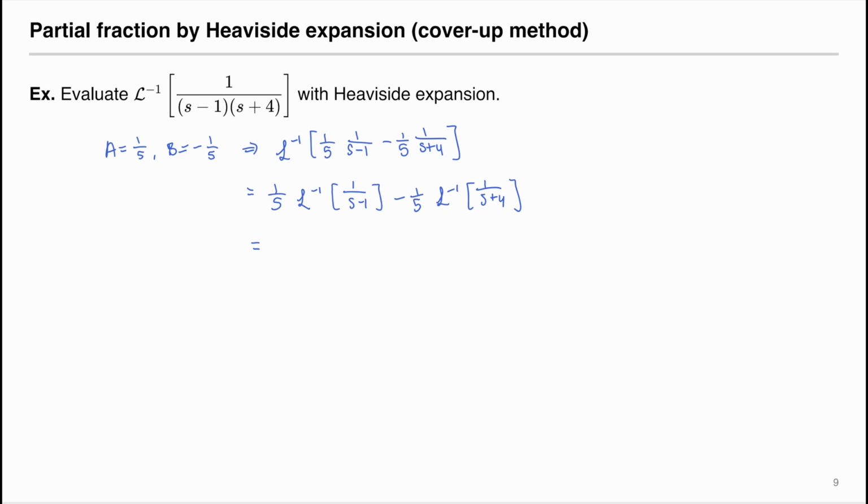And again, we look at the table. The table gave us that the inverse Laplace transform of 1 over s plus a equals e to the negative at. In this case, we have for the first one, a equals minus 1, so e to the minus minus 1 t is e to the plus t. And the second one is e to the minus 4t. That is the same as we determined before.